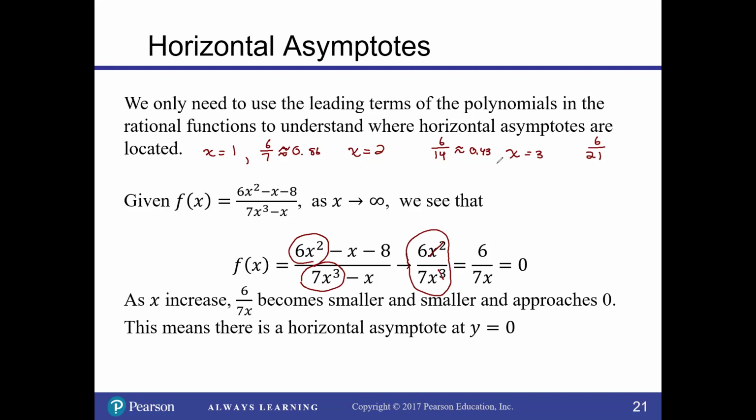This is approximately 0.43. This is approximately 0.29, but as you see, that fraction just keeps getting smaller and smaller. So what we have here is that as x increases, 6 over 7x becomes smaller and smaller, and it's approaching 0. So instead of saying equals 0, that really should have been approaches 0. This means that there is a horizontal asymptote at y equals 0.